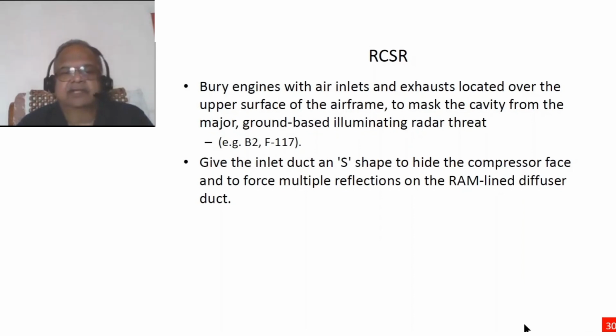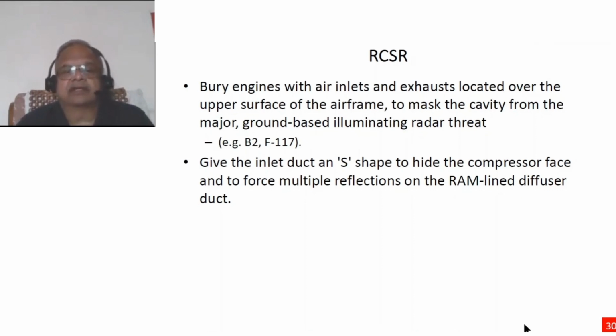Bury engines, with air inlets and exhaust located over the upper surface of the airframe, to mask the cavity from the major ground-based illuminating radar threat. Of course, it's not necessary that all the radar illumination happens from the ground. Nowadays, we have what are called AWACS, or airborne early warning systems, which can stay at very high altitude and keep track of all incoming hostile aircraft.